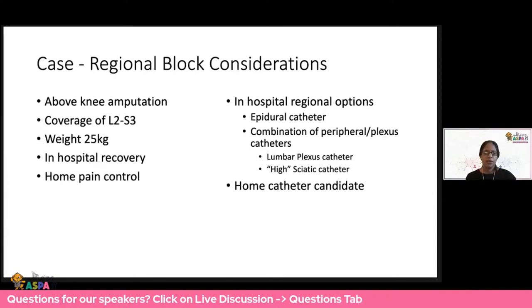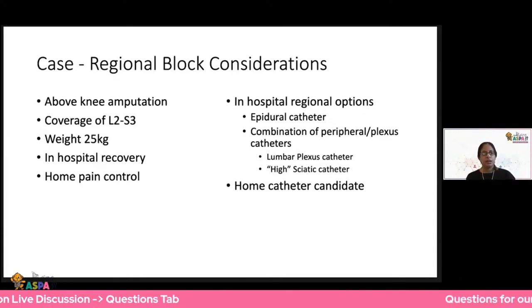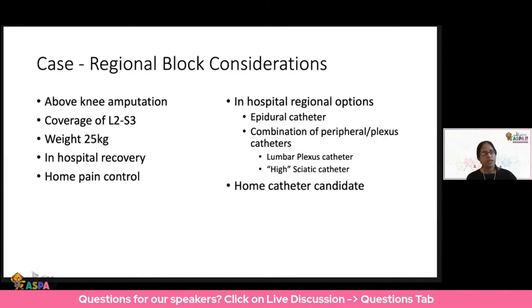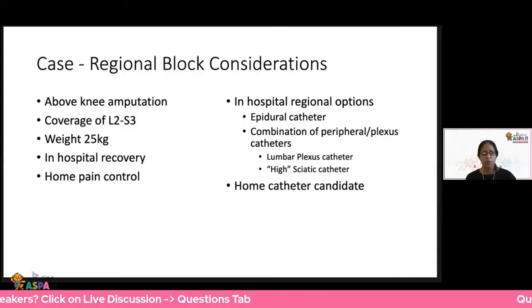Additionally, we can think about, is she a home catheter candidate? Our hospital has a home catheter program, and kids with peripheral catheters, such as sciatic catheters and even fascia iliaca catheters, are able to go home with their catheters a few days after surgery.